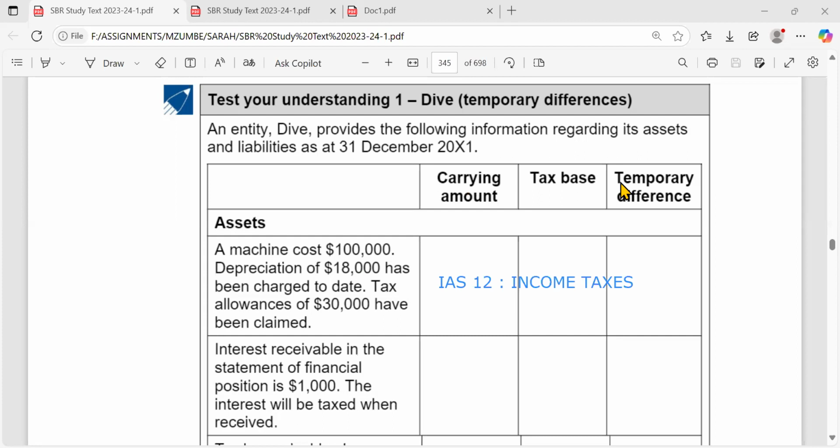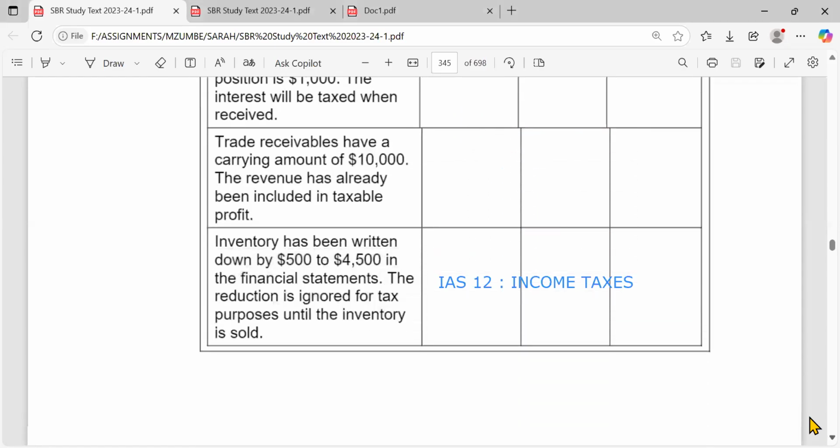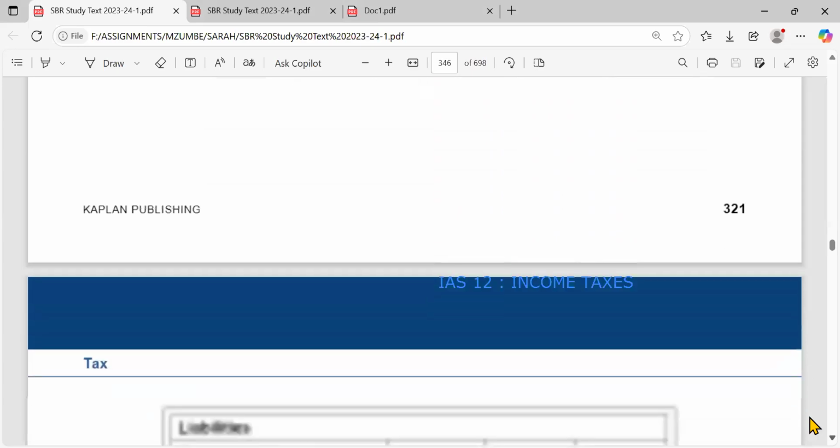We said that the temporary difference is the difference between the carrying amount and the tax base of net assets. By net assets, we mean assets minus liabilities. But the question can come with you only having assets or only having liabilities. So you can also deal with them the same way. Okay, what is the requirement now? Let's go to the requirement.